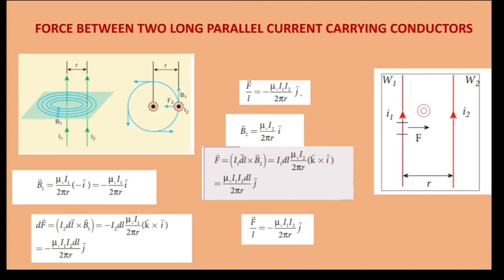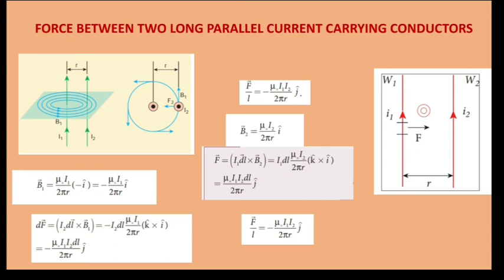Then the force per unit length of conductor B due to the current in conductor A is F by L is equal to minus mu 0 I1 I2 by 2 pi r j cap. Then the net magnetic field induction due to current I2 in conductor B at a distance r, on the element of length dl of conductor A, is B2 equal to mu 0 I2 by 2 pi r i cap.